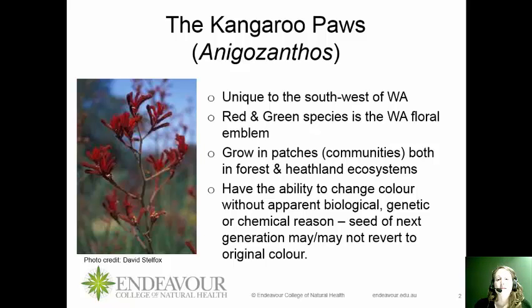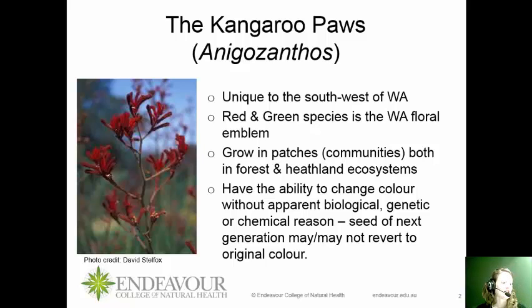The red and green species is the WA floral emblem. They generally grow in patches and they almost look like their own little communities. If you've ever seen them growing in the wild, they pop up in these patches and often have lots and lots of flower stems in very small areas.